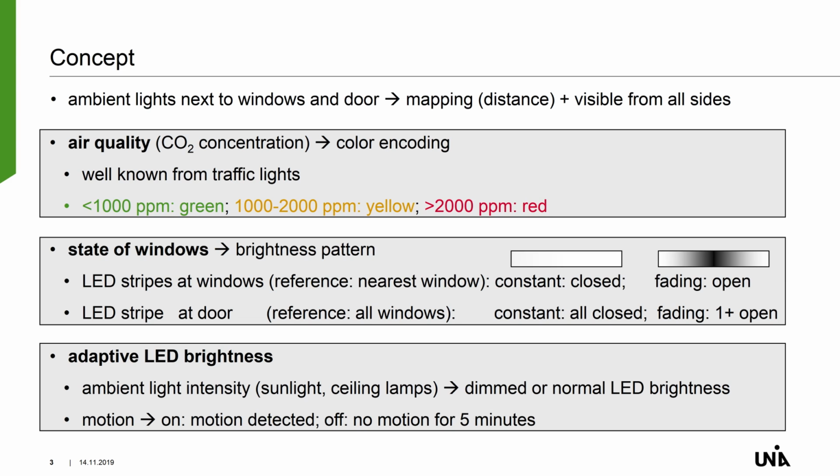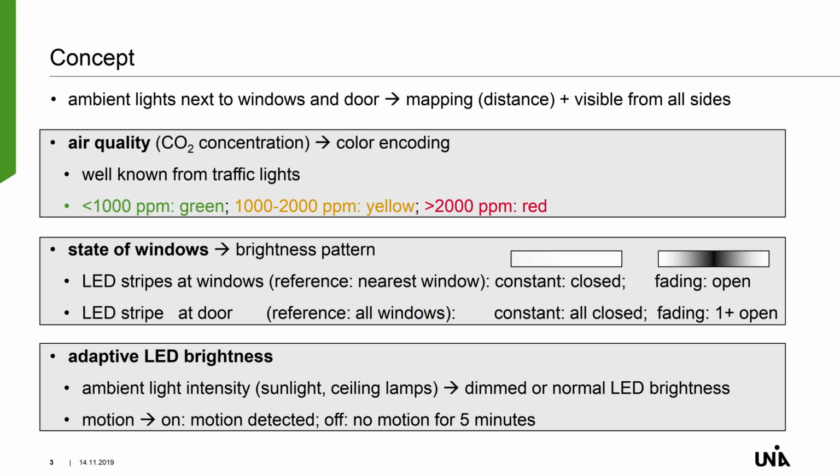The LED stripe at the door is intended to display the state of all windows in the room. If all windows are closed, it shows a constant brightness. If at least one window is open, the fading effect is used.